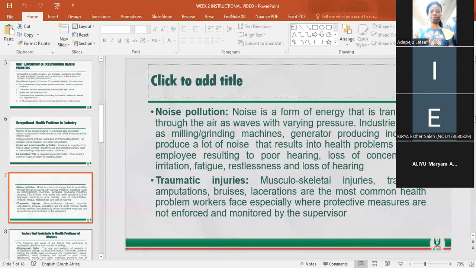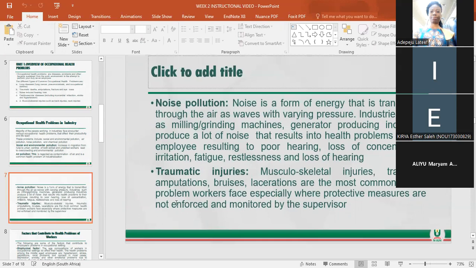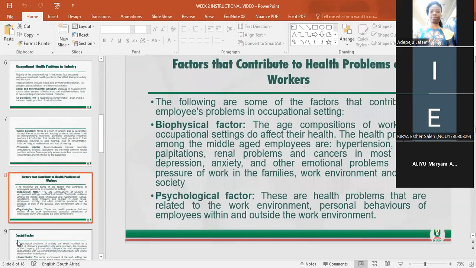Don't forget, we are on Unit 1 of Module 2, which is occupational health problems. And what are the factors that contribute to health problems at work? So we are going to look at, I think, basically four factors that may contribute.